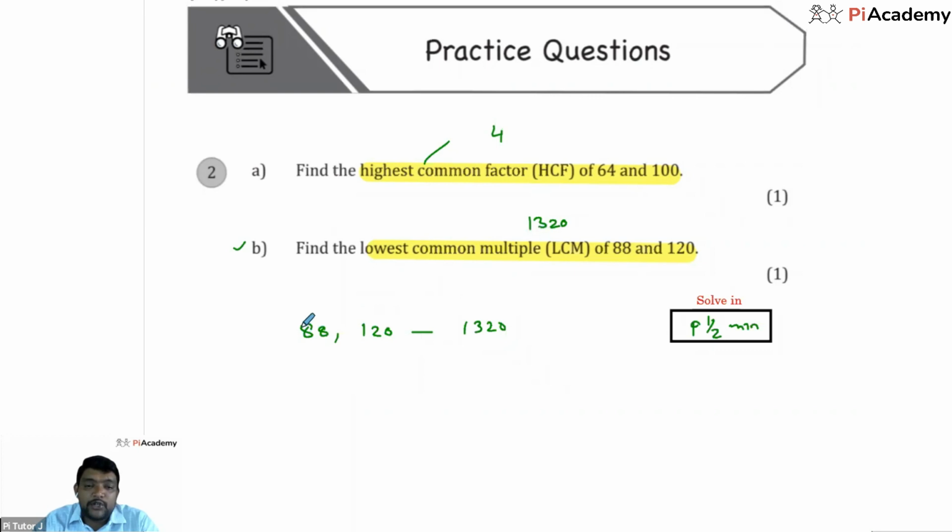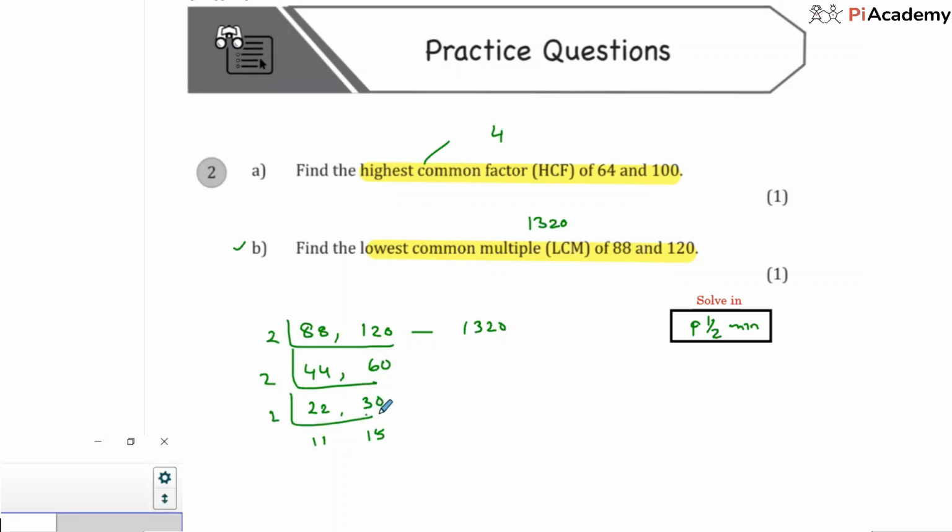Let me show you another method for LCM. You can also do this. 2 44s is 88, 2 60s is 120, and then 2 22s is 44, 2 30s is 60, 2 11s is 22, and 2 15s is 30. Right? Am I correct, guys?